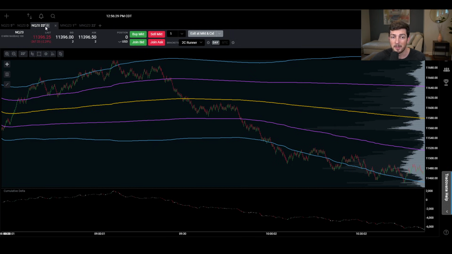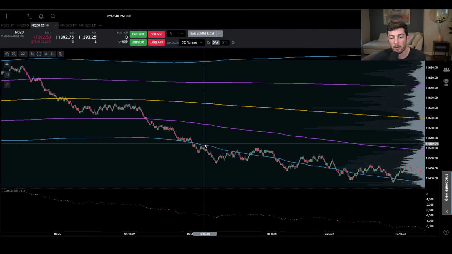It can be applied to pretty much anything. I like it in the 5 minute and the 22 range personally. That's where I use it the most since we're talking about the way that I scalp. But this is the 22 range. It is super, super powerful. It allows you to really see inside the market and really see where people are actively buying and selling.